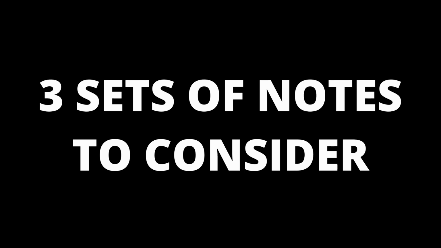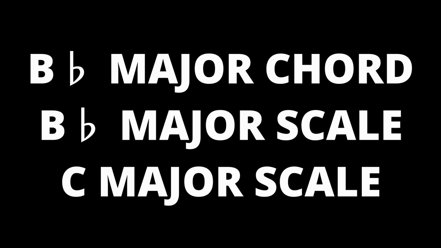As the last example demonstrated, you have 3 sets of notes to consider when thinking about melody. The notes in the underlying chord, the notes in the chord scale, and the notes in the key scale. So if we are playing the B flat major chord in a song in the key of C major, as before, we need to think about the notes in the B flat major chord, the notes in the B flat major scale, and the notes in the C major scale.